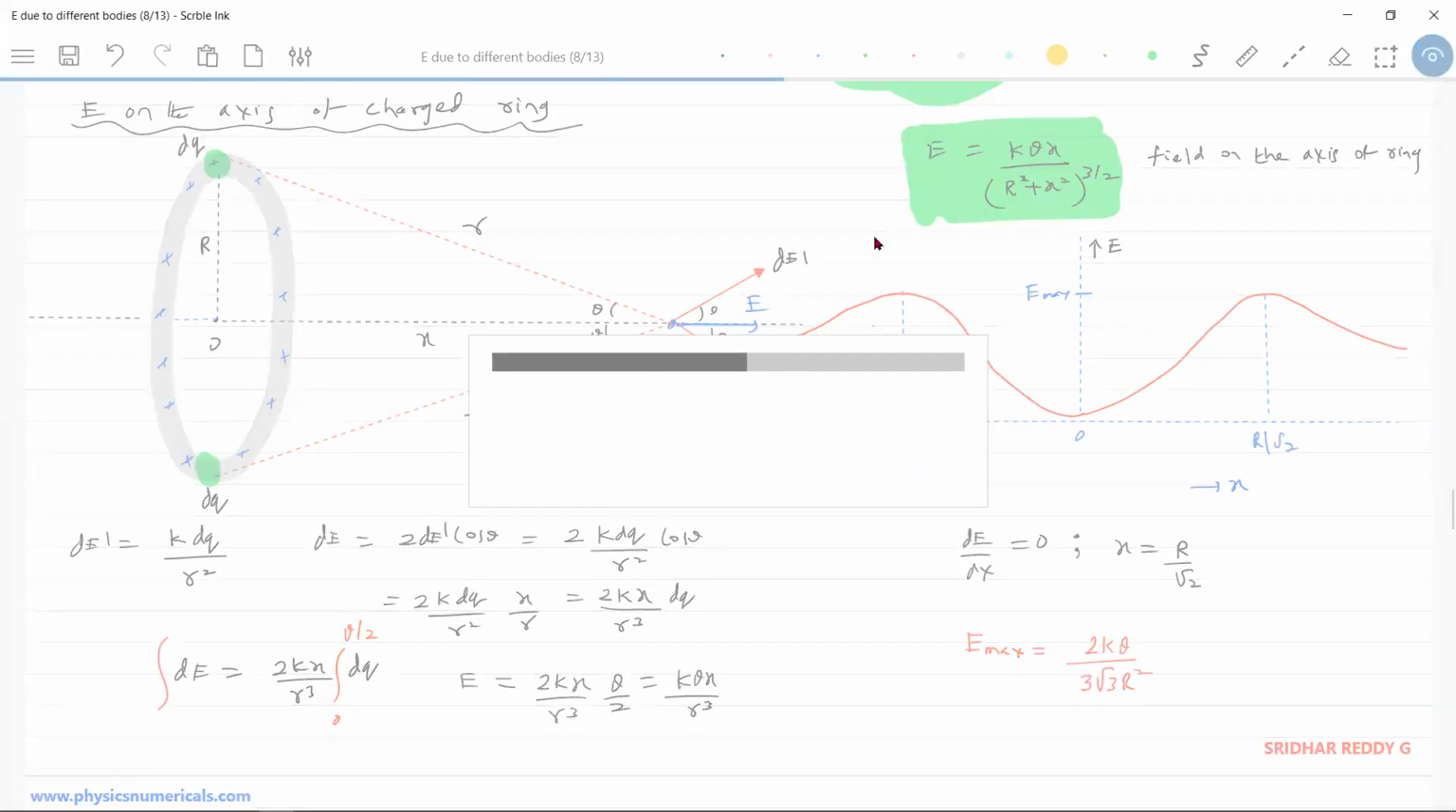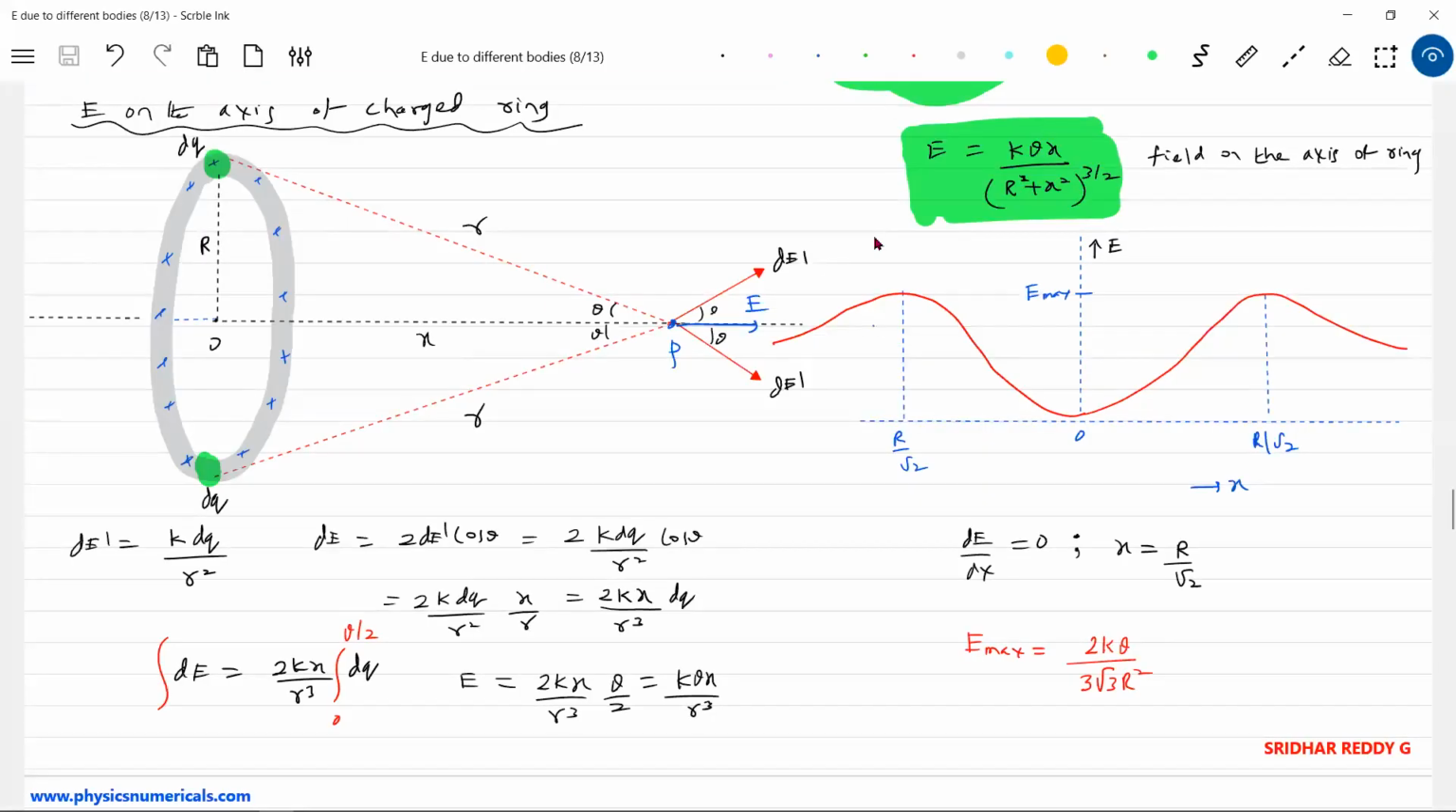Sir, can you explain the limits, sir, in that? For dq, how is it from 0 to q by 2? I assumed two elements. Therefore 0 to q by 2. Yes, sir. So I took two elements, no? Limits are 0 to q by 2, as two elements are assumed. Okay. Yes, sir.